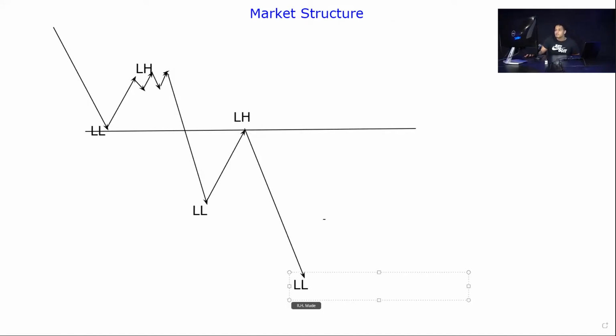Okay, so every time a zone is broken, it will be retested. Every time a higher high is broken, it will be retested. Every time a lower low is broken, it will be retested. Okay, so now let's look at what it looks like on a chart.